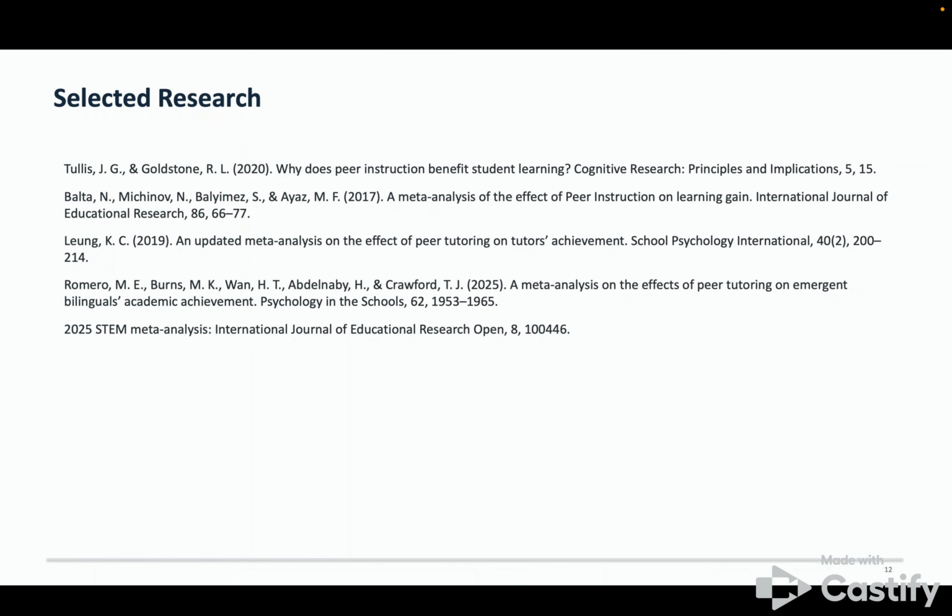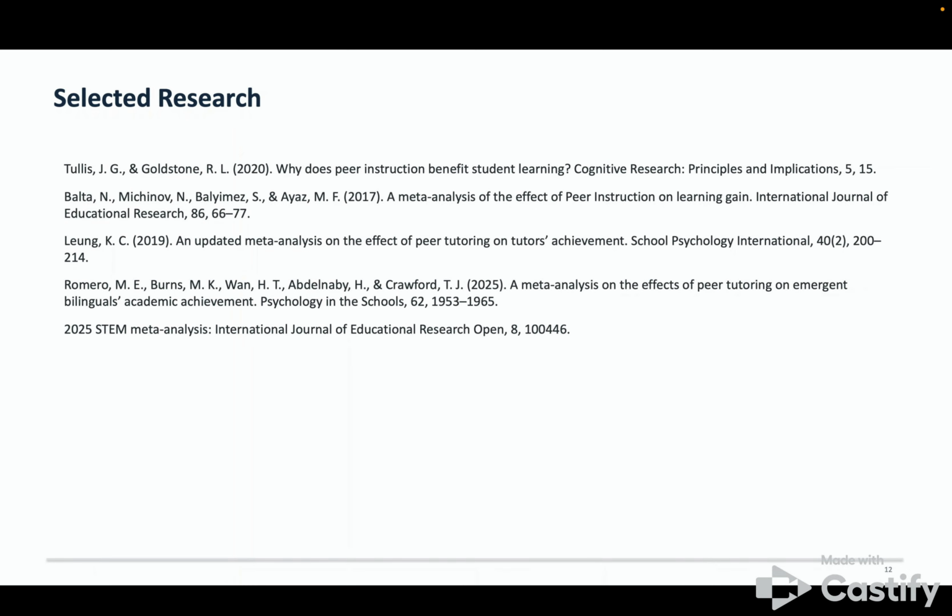These are some of the research sources behind the information in this presentation. They include research on peer instruction, peer tutoring, and the effects of student teaching other students. One of the things I found particularly interesting is that this research doesn't simply suggest that the student receiving help benefits. There is evidence that the student providing the explanation benefits as well.